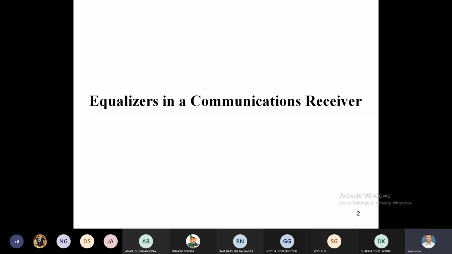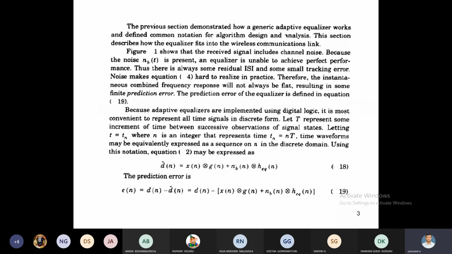In previous sections, we discussed the introduction to equalizers and diversity. We discussed the basic fundamentals of an equalizer with respect to the block diagram, and we discussed adaptive equalizers and how they work. We are discussing figure 1 and figure 2.